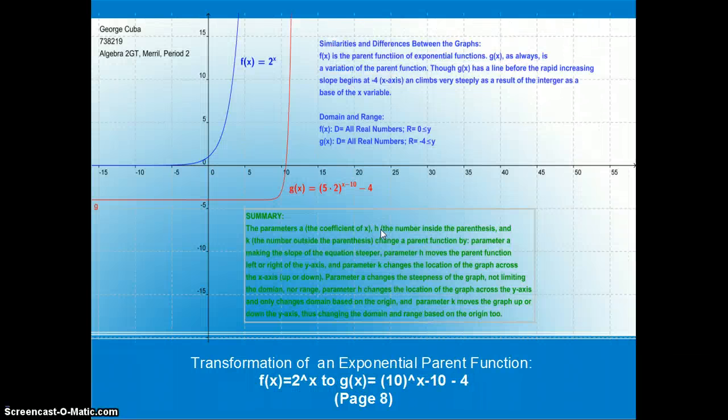Our last and most favorite graph, according to me, is our exponential parent function, which is f of x equals base exponent x. The base is chosen for the parent function as 2 because it fits in the graph, whatever graph is chosen, and also because it is the simplest number you can choose to cube, square, etc. So our modified is g of x equals 10 to the power of x minus 10, minus 4.